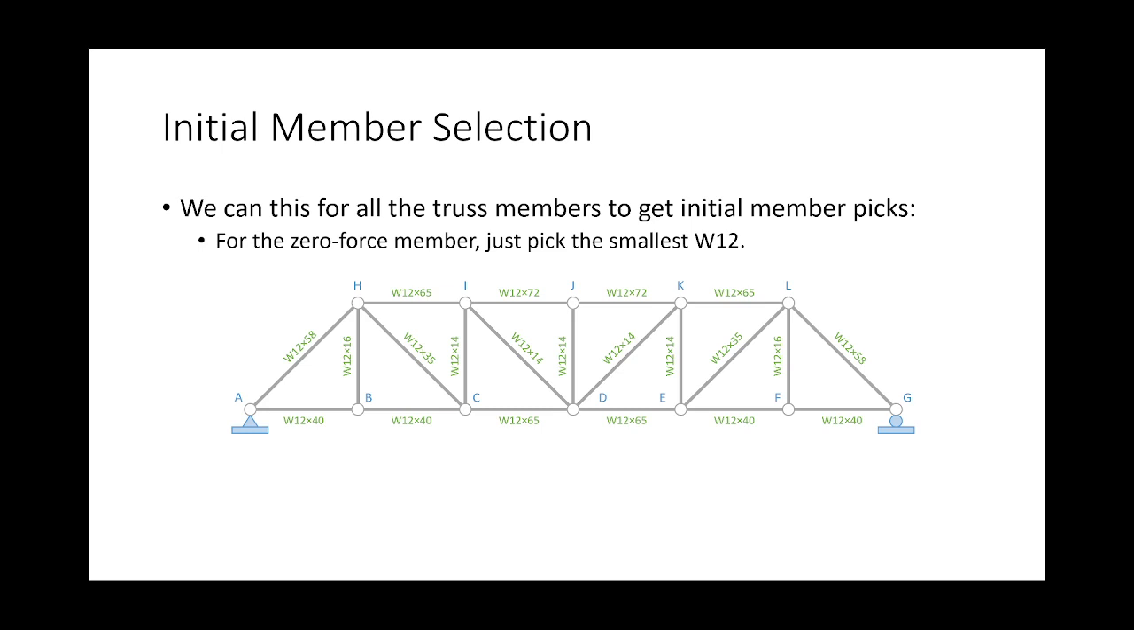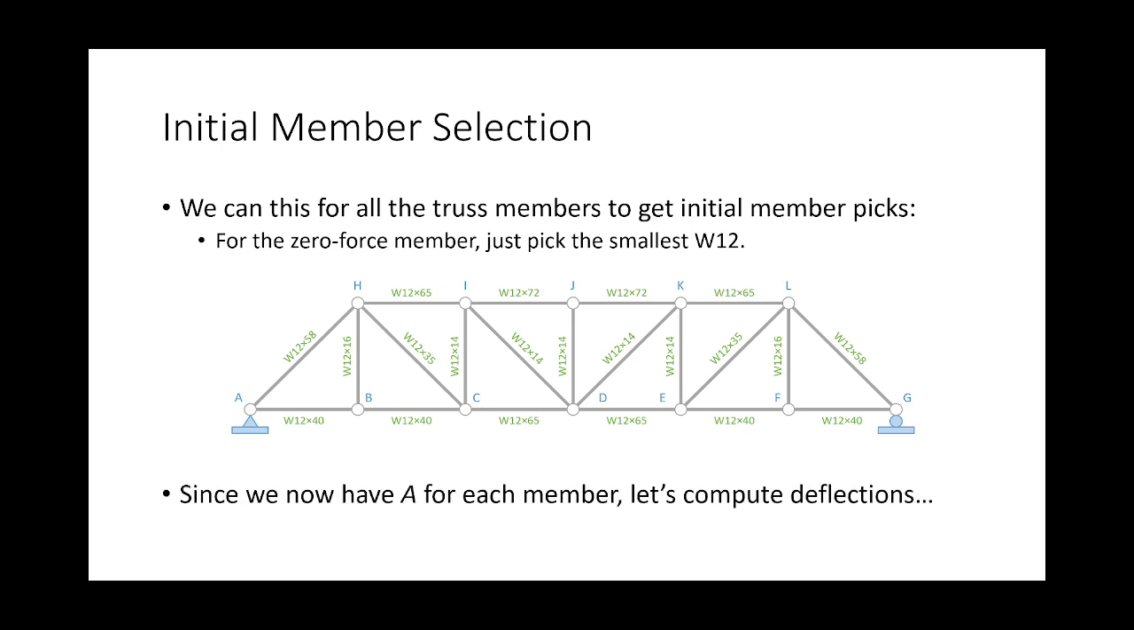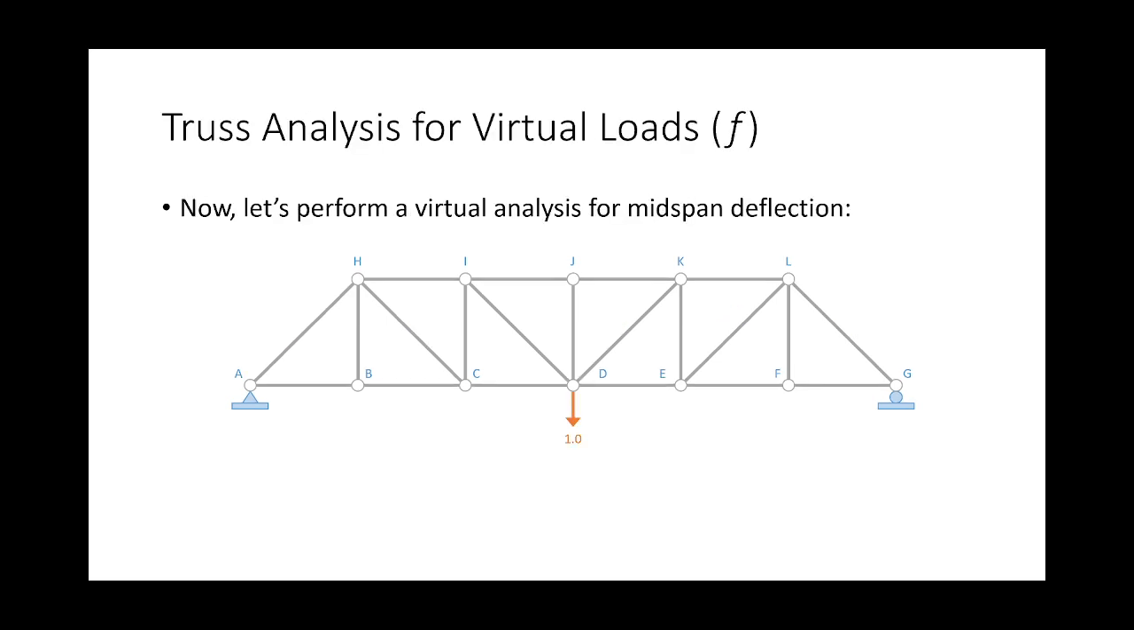Now, what does this do for me? What this does for me is now every member has an area, and if every member has an area, I can now compute deflections. Where is this truss going to deflect the most? It's going to deflect the most theoretically at midspan. So put a single unit load at midspan, compute the reactions, do the analysis. Again, that should be easy, right?